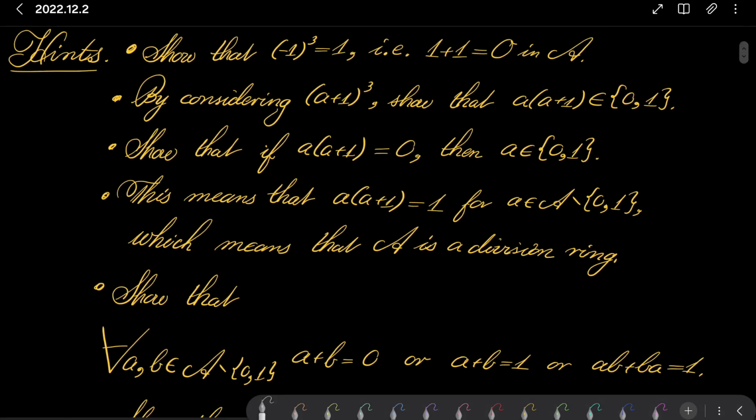Hello friends, in this video we'd like to solve the following problem from the Romanian National Mathematical Olympiad for 12th graders 2022, problem number 2. We wish to find all unital rings A such that A cubed is either 0 or 1 for all elements A of our ring. It's a very nice algebraic problem, and here are my hints.